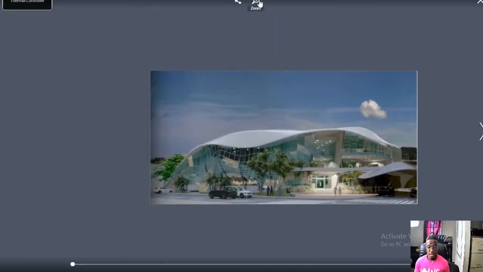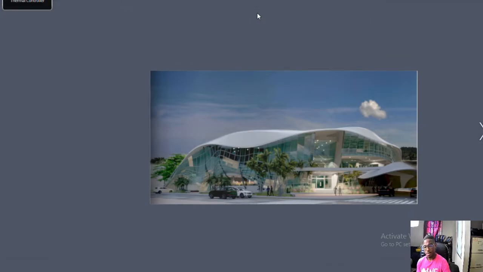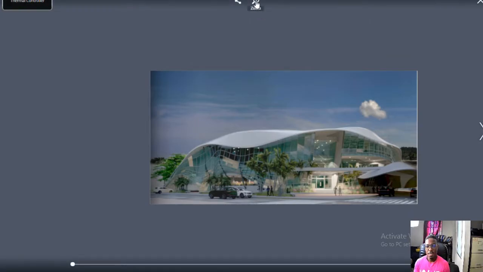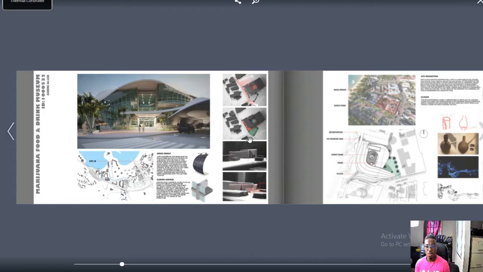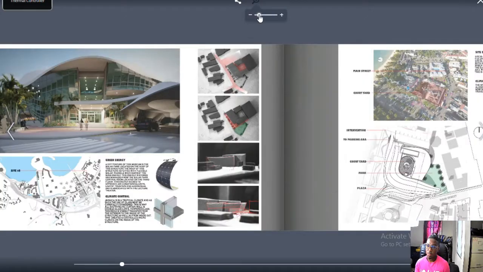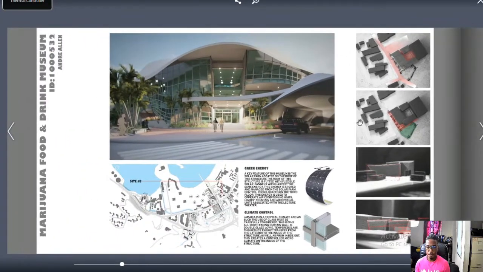So my design is a food and drink museum in Ocho Rios, St. Ann, right? I decided to go about designing this project by first brainstorming and determining a few things that I wanted to take into account when I'm designing this particular museum, right? So I am site 8, right?